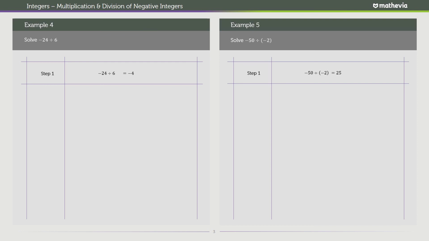And if the signs are the same, your result will be positive. It doesn't matter whether the signs are negative or positive. As long as they're the same, the result would be positive. And yeah, that would bring us to the end of this lesson.